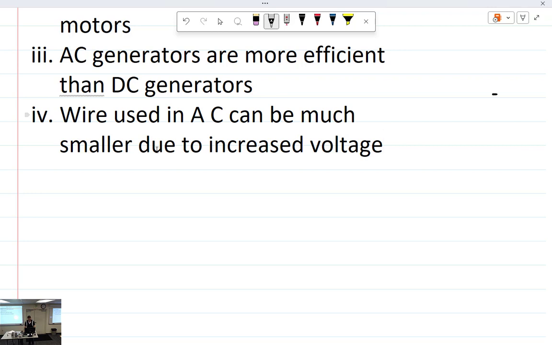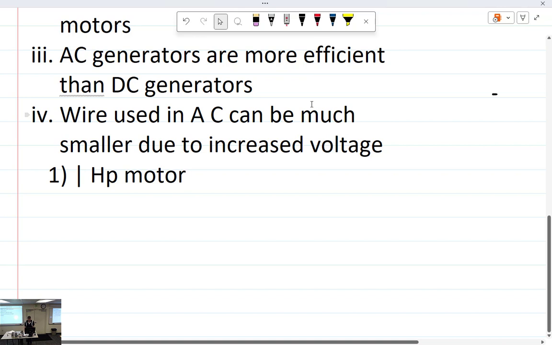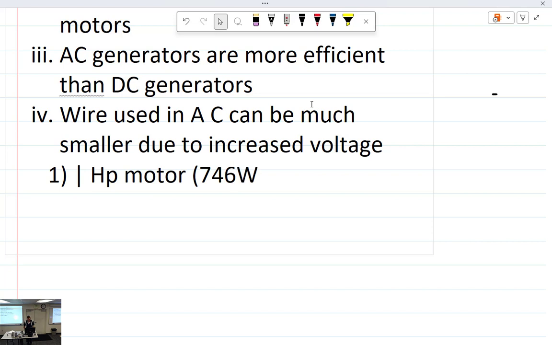All right, so I have an example. And just for punishment for myself, I will write it out. A 1 horsepower motor. How many watts is a 1 horsepower motor? 746 watts at 60% efficient.